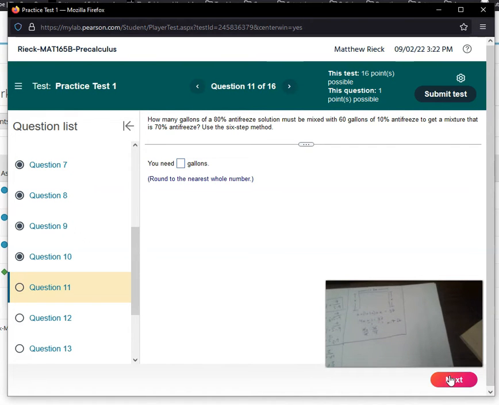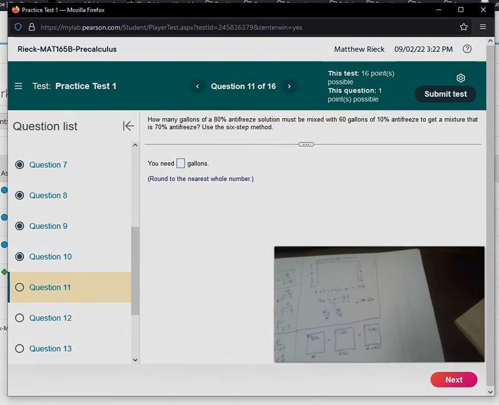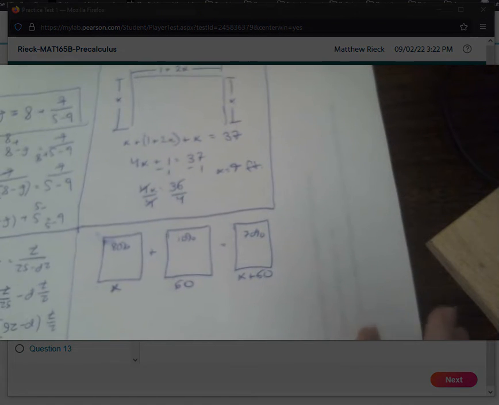Next problems here are dealing with mixture problems. So here we asked how much of an 80% antifreeze solution must be mixed with 60 gallons of a 10% antifreeze solution. 60 gallons there. We don't know how much for the 80% in order to get a mixture that is 70% antifreeze. And the volume on this is going to be x plus the 60 gallons. So it's however many gallons we're adding plus the original 60.